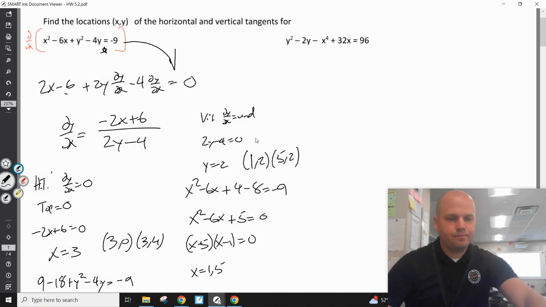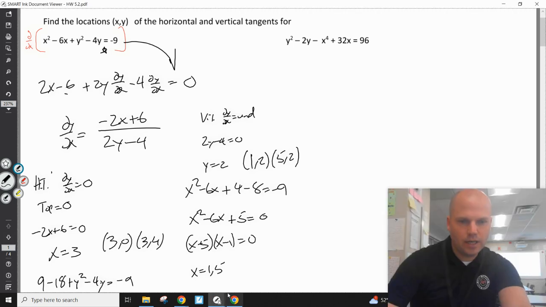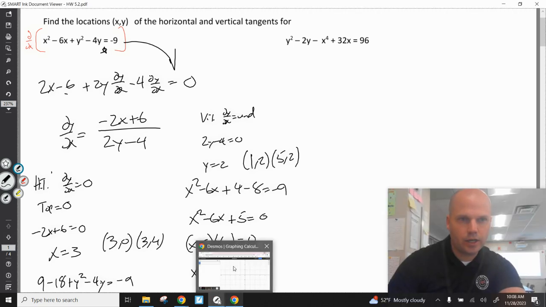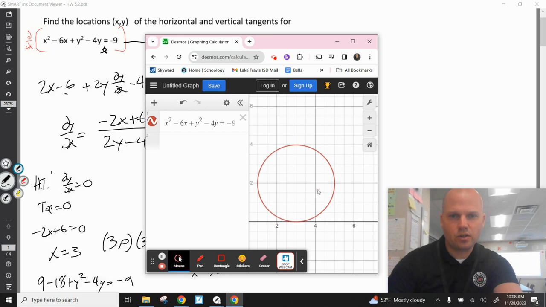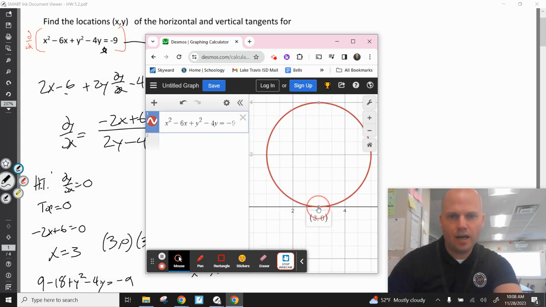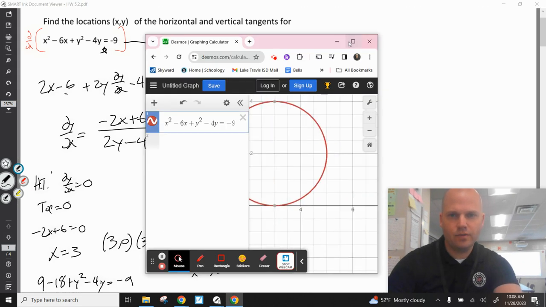And for fun, let's look at our handiwork. We have x squared minus 6x plus y squared minus 4y equals negative 9. It's this nice tiny circle. We have (3, 0), (3, 4). Boom. We have (1, 2) and (5, 2). All right.